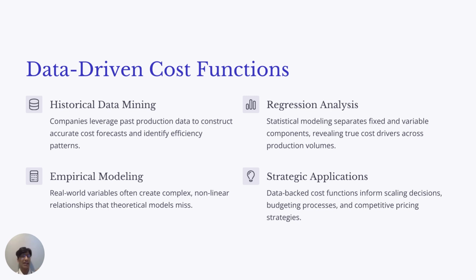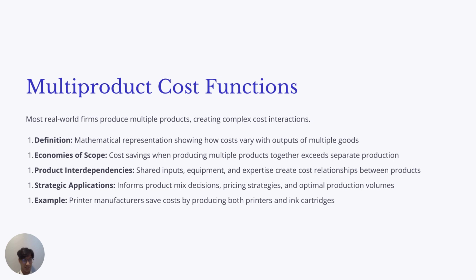Modern businesses rely heavily on data. They use historical production data to model cost functions more accurately by applying regression analysis. They separate fixed and variable components and predict cost behavior at different output levels. This allows for precise budgeting, better pricing, and smarter investment decisions. For example, a manufacturing firm may use this data to simulate the cost impact of increasing production by 25%. This approach shifts decision making from intuition to evidence based forecasting.